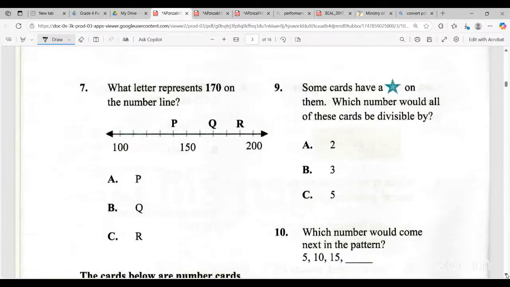All right, we're at number 7 now, guys. Let's go. What's the answer for number 7? What letter represents 170 on the number line? Is it P, Q, or R?